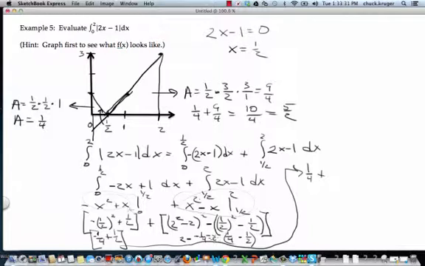So that's going to be 2 1/4. So I'm going to add 2 1/4 to this. And I get a total area of 2 2/4, which is 2 1/2, which geometrically I should have got as the same answer.